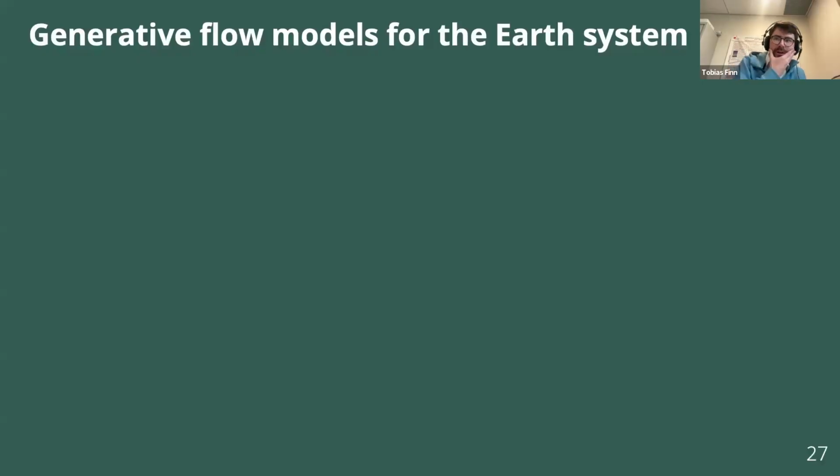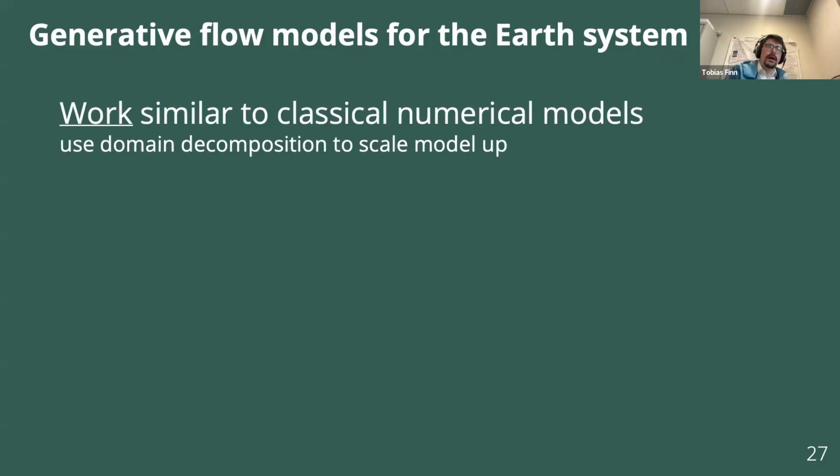This brings me slowly to the end of my presentation. I've spoken about generative flow models for the Earth system, here specifically for sea ice. However, I would expect that these results hold also for other components of the Earth system. For the atmosphere, we already see very similar things. I would also expect that for the ocean, these results should more or less hold, and for the land as well. And I told you that generative flow models work more or less similarly to classical numerical models, and so we can use our tricks that we know from classical numerical modeling to scale these models up.